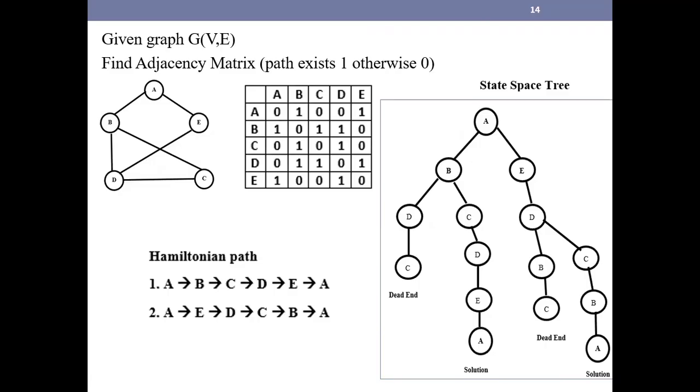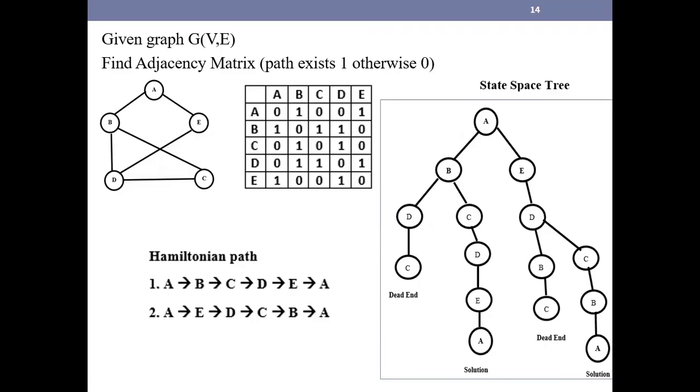Okay. Now, take the root node A. See the state space tree. Root node is A. That's the initial solution. For A, there are two adjacent nodes, B and E. See the matrix, first row, A to B and A to E. The value is 1. That means it has two adjacent nodes, A to B and A to E. So take A to B and A to E.